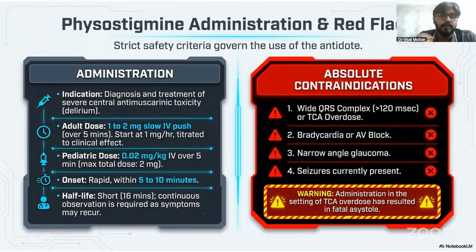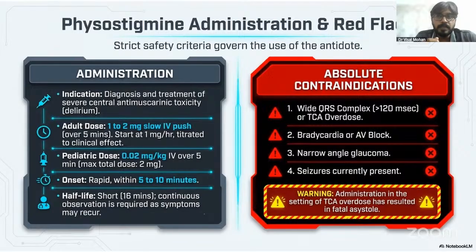Okay, in these patients, physostigmine is indicated in a patient with antimuscarinic toxicity with central symptoms. The normal dose is 1 to 2 milligrams slow IV push over 5 minutes, and the dose can be titrated. The pediatric dose is 0.02 mg per kg IV over 5 minutes.